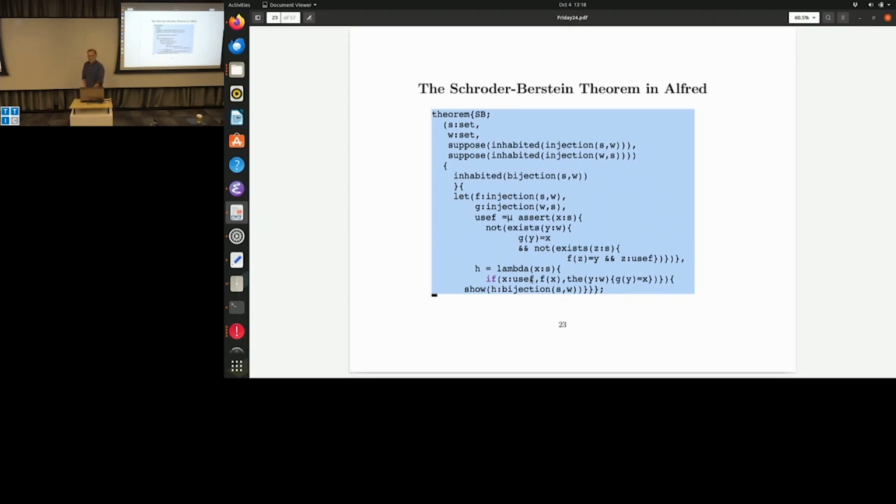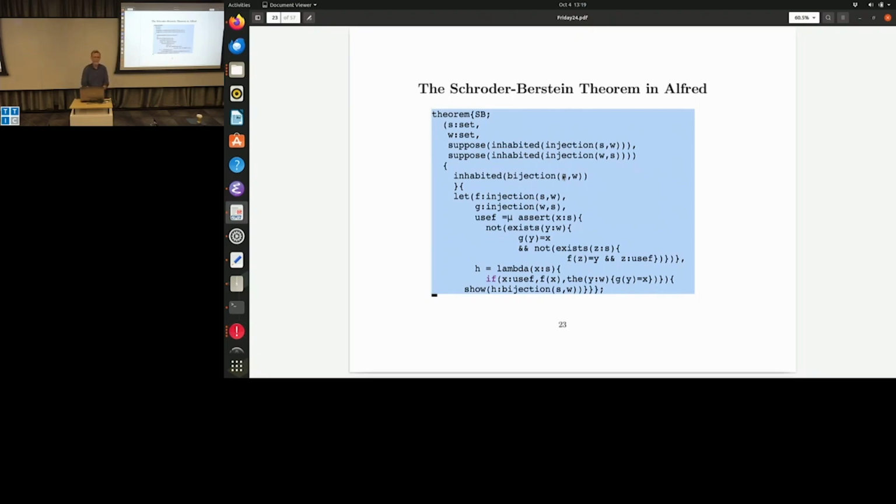So here's the Alfred formalization of the theorem. Actually, it's an Alfred formalization of the proof of the theorem. So this is the Schroeder-Bernstein theorem. I say let S be a set, let W be a set. Suppose there exists, inhabited is going to mean exists, an injection from S to W. Suppose there exists an injection from W to S. Show, this is what you're going to try to show, that there's a bijection. And this is going to be true for any pair of sets, S and W.